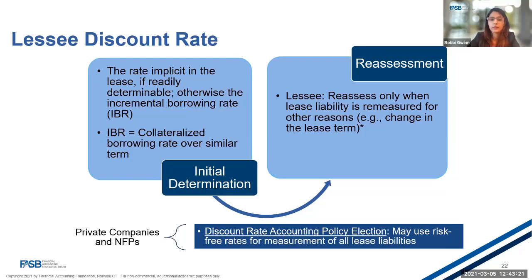Something related that I want to highlight here, that Chris mentioned earlier too, is that non-public business entities have an option to use risk-free rates instead of determining IBR to measure the lease liabilities, and that election is an entity-wide election. Another thing to highlight about the lessee discount rate is that the rate, once established for a lease at lease commencement, is not reassessed. It is reassessed if the lease term is reassessed, and we'll talk about it in the next slide, or if the lease is modified.